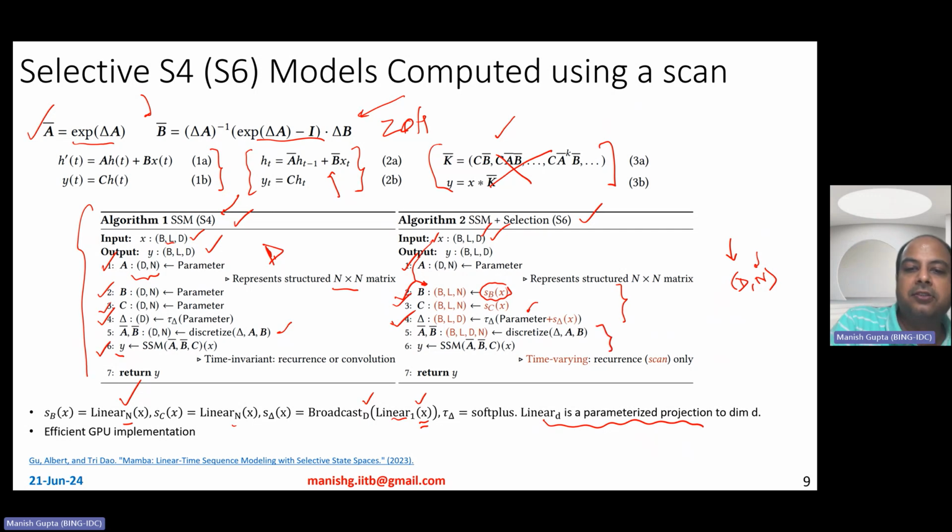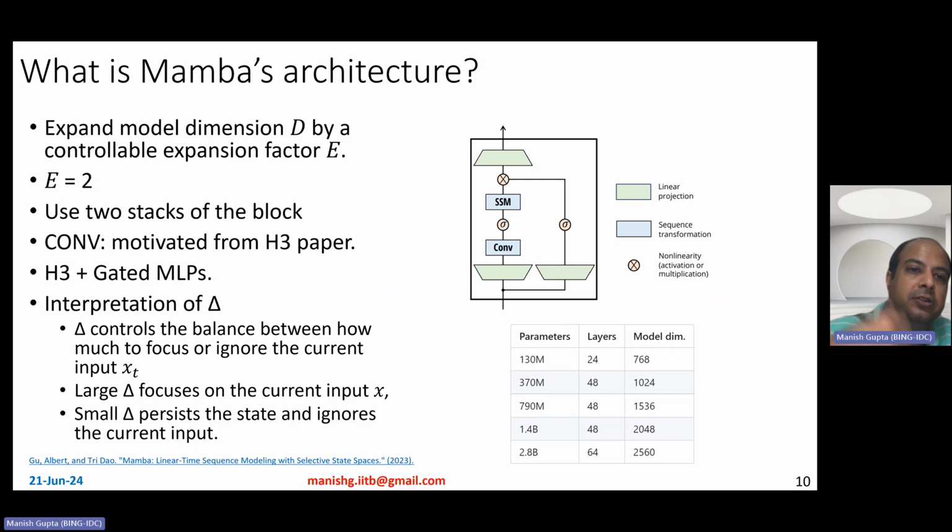And the remaining part is the same. Essentially, once you get those input dependent B, C, and A and delta, you actually run the typical discretization and then the SSM. Of course, they also do very interesting stuff with an efficient GPU implementation. So GPU has SRAM, and also it has faster register memory. So they ensure that they do the heavyweight computations, like discretization and the SSM computations, all in this faster memory, and only dump the larger outputs that get generated to the slower memory.